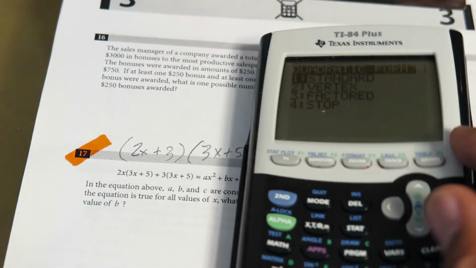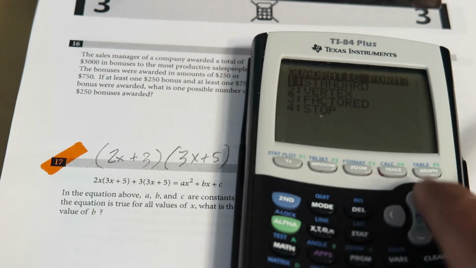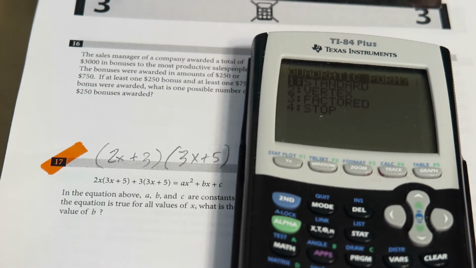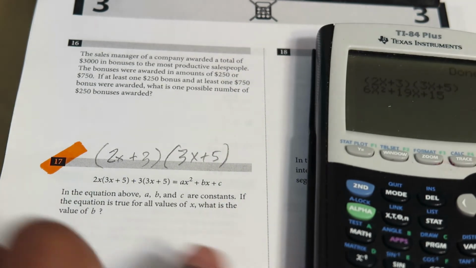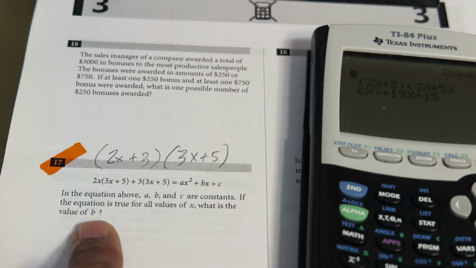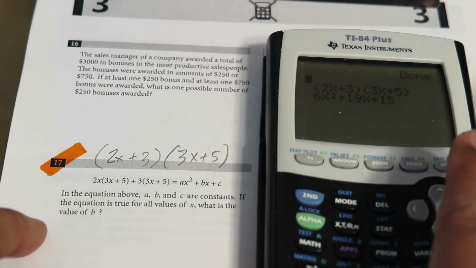So now that I have that, I can use factored, and we got 1, 2, 3, 5, and we want to go to the standard form, so we would go choice 3. So that means our B term would be 19. So 19 would be the answer for this, because that's what they're asking us for. What is the value of B? So B would be 19, and then we're moving right along.